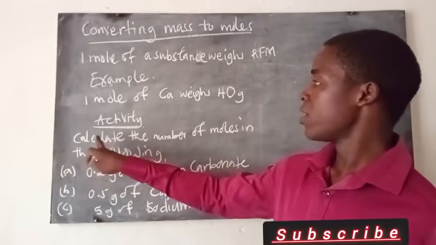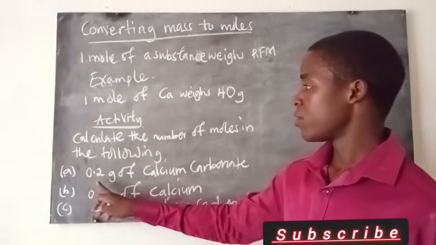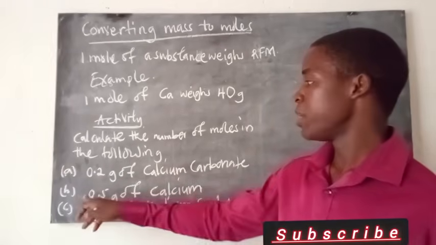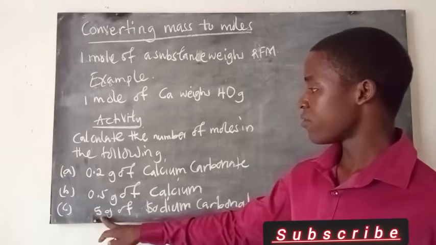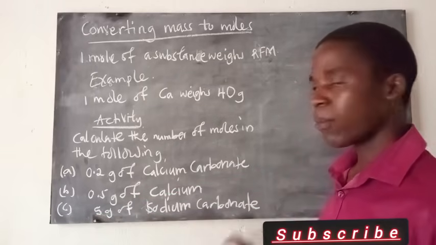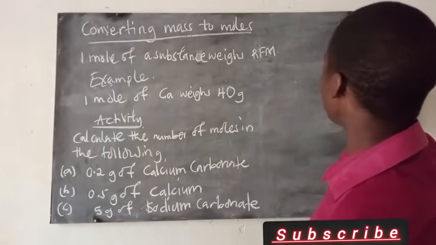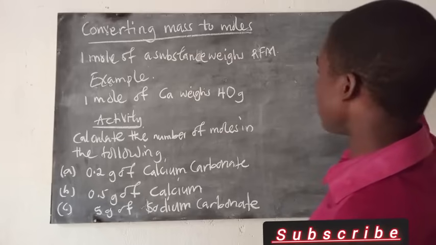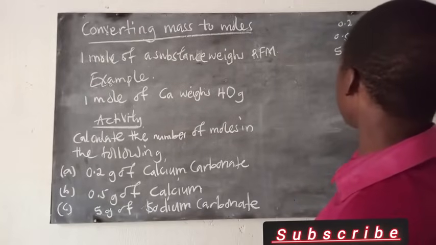So we are going to calculate the number of moles in the following. Part A, 0.2 grams of calcium carbonate. Part B, 0.5 grams of calcium. Part C, 5 grams of sodium carbonate.